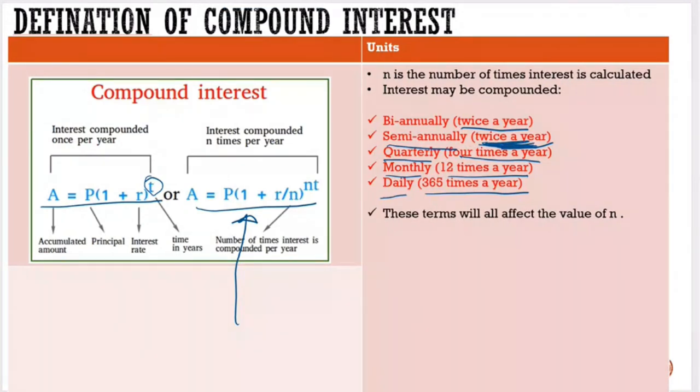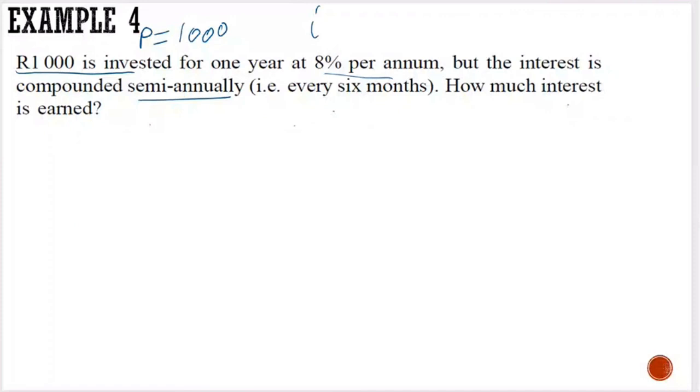Okay, so now once you've got that, this thing is twice per year, so it means you are going to take your interest, and then you are going to take your 0.08, and then you divide by the number of compounding periods. Our interest rate is 0.08, and then the number of compounding periods, remember M is for the compounding periods, it is semi-annually, it is equal to 2. And then how much interest is earned, we are asked to calculate.